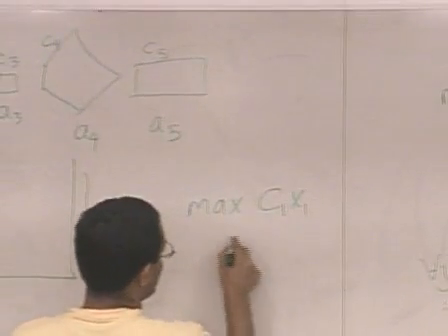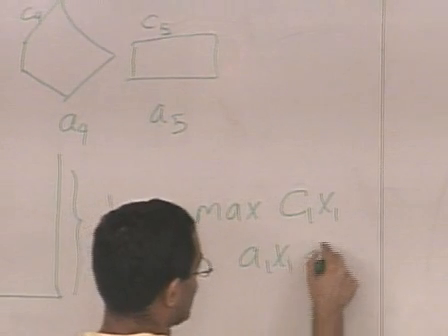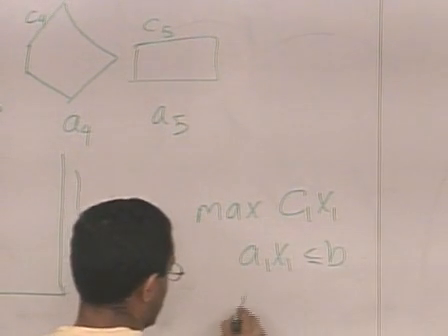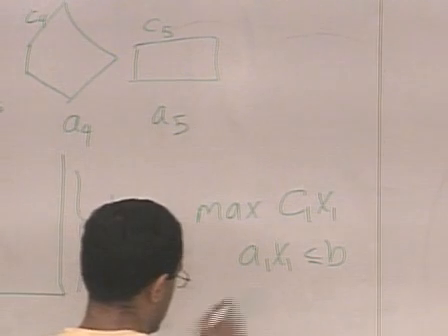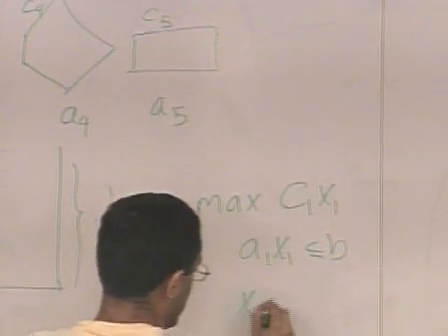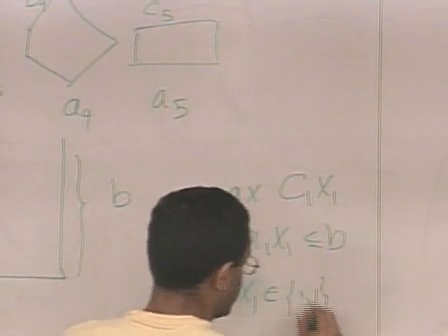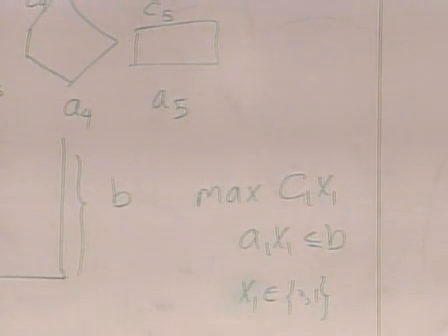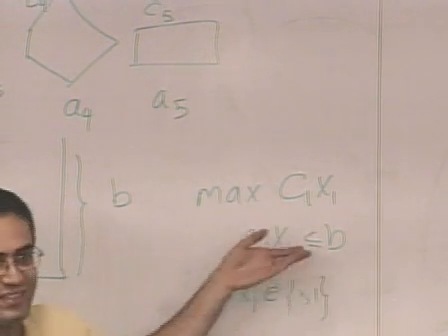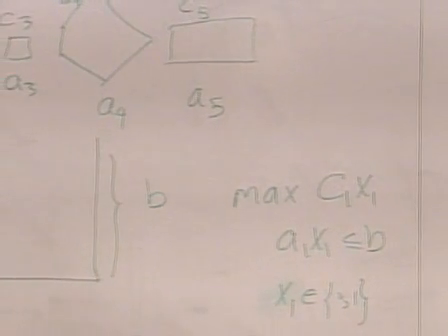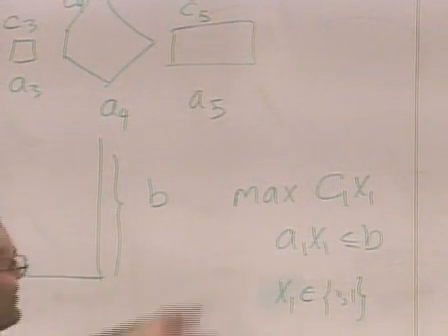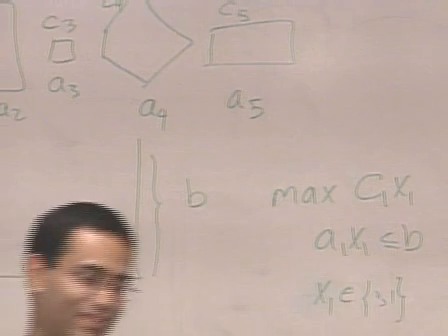It would be maximize c1 x1 given a1 x1 is less than or equal to b, and given x1 is either 0 or 1. This is not a hard problem. One variable. You just have to check two cases. If it fits in the bag, put it there, done. If it doesn't fit in the bag, 0. So the answer is either 0 or c1, and you know everything nicely.